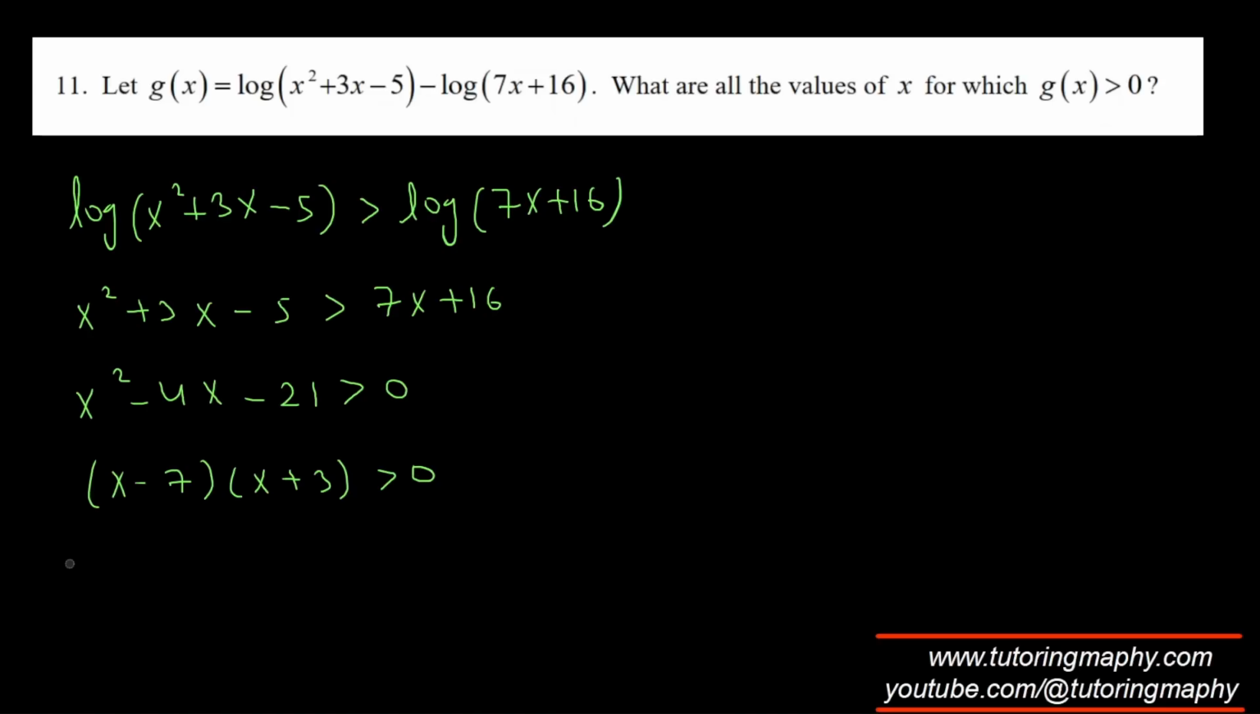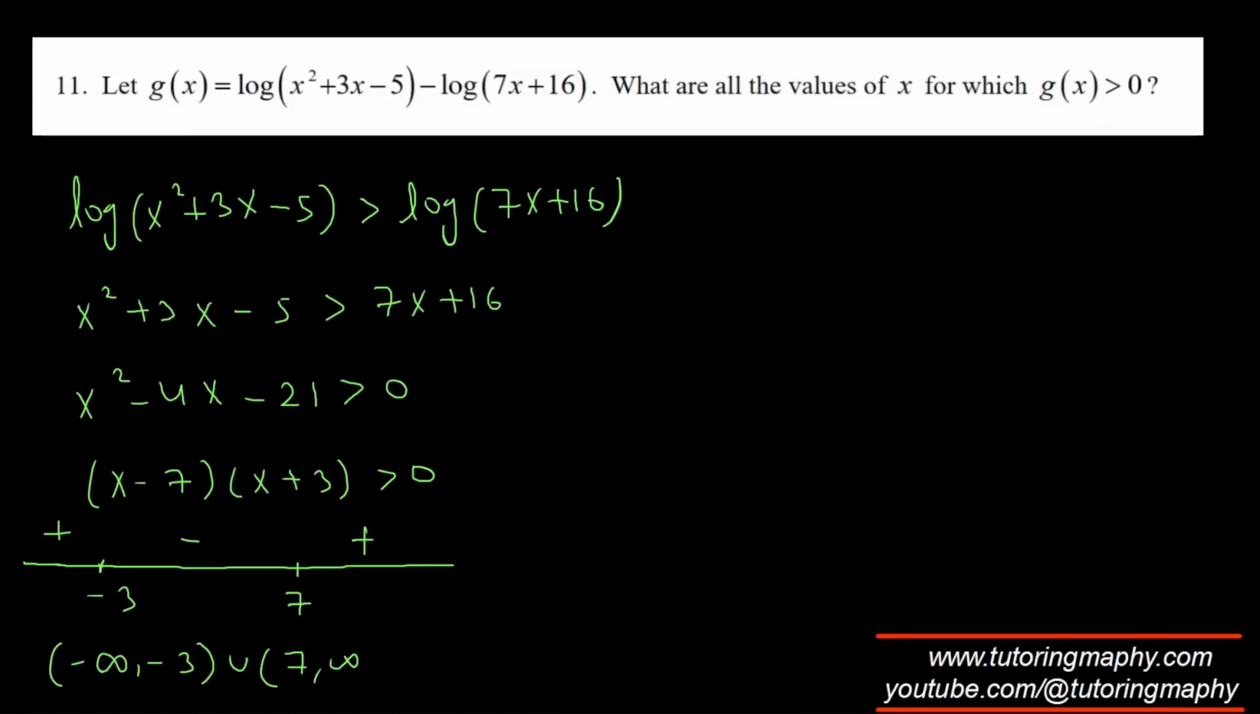And if this is greater than 0, again, I'm going to do the same thing, make a number line. This is -3, this is 7. The same sign scheme is going to follow, or sign chart, that any number greater than 7, maybe 100, this will become positive, this will become negative, this will become positive. So it is positive when x is -infinity to -3 union 7 to infinity.